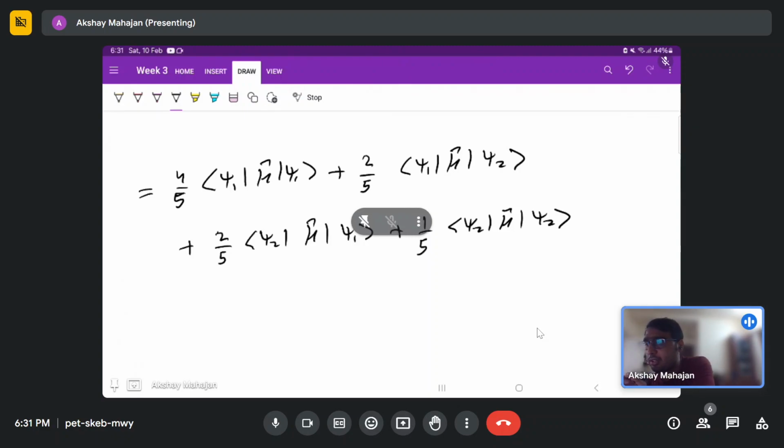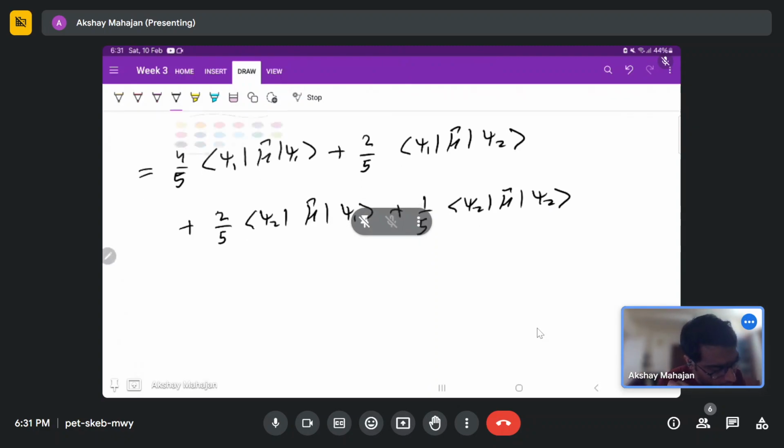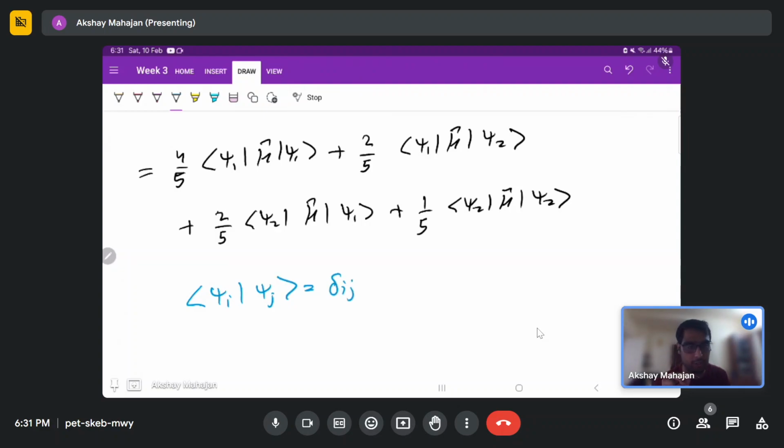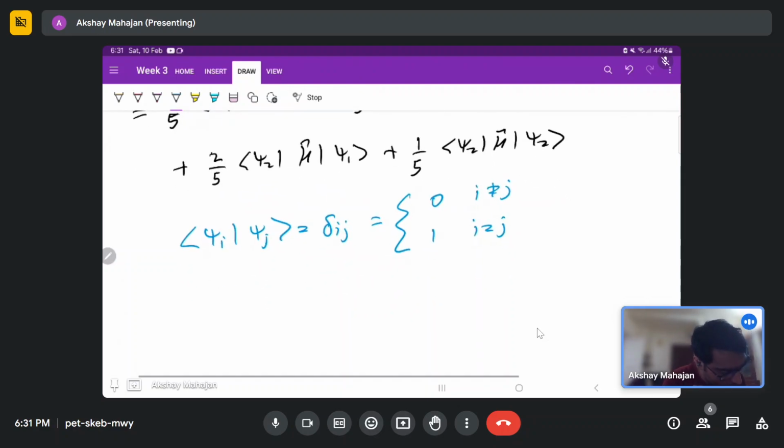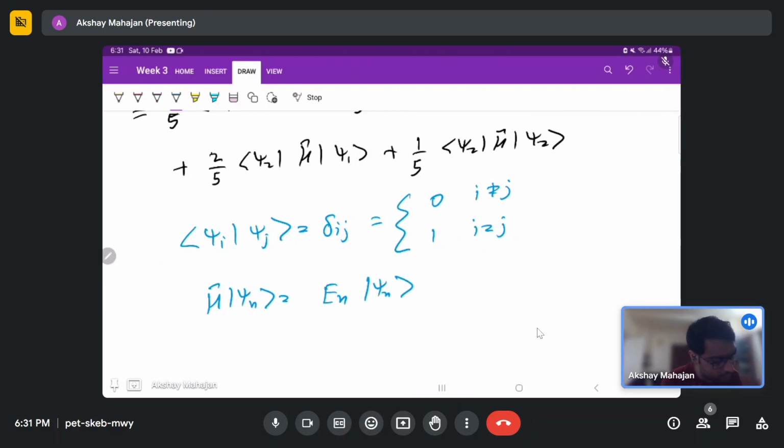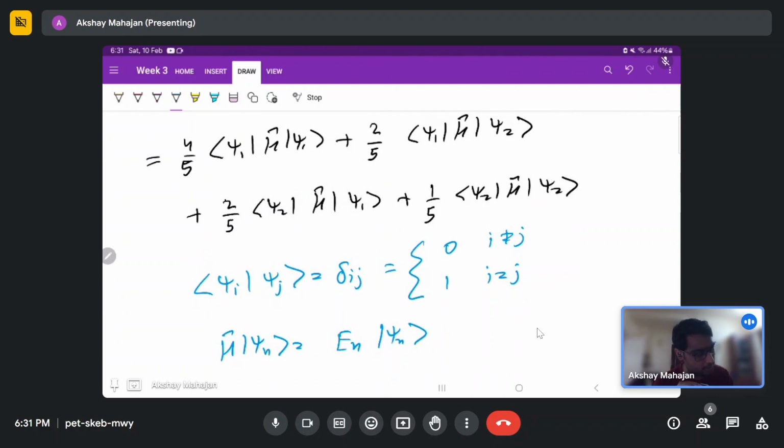Now from here we know that for the particle in the box, psi i psi j is equal to delta of ij. So these are normalized, which means it is equal to 0 for i not equal to j, and equal to 1 for i equal to j. Also, if I apply E cap on some psi n, then what I get is En times psi n. Now using these two equations, let me just work it out.